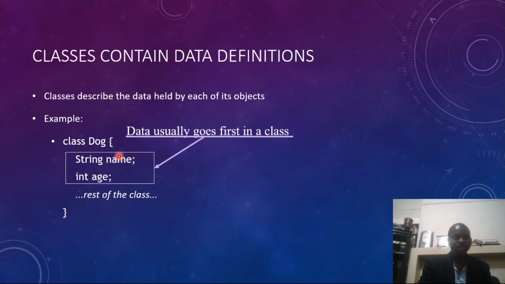So here you see these are the data members. I've already told you that you find them just outside any method body, but inside the class. Like here, you find them just after the opening block of our class Dog. All right.